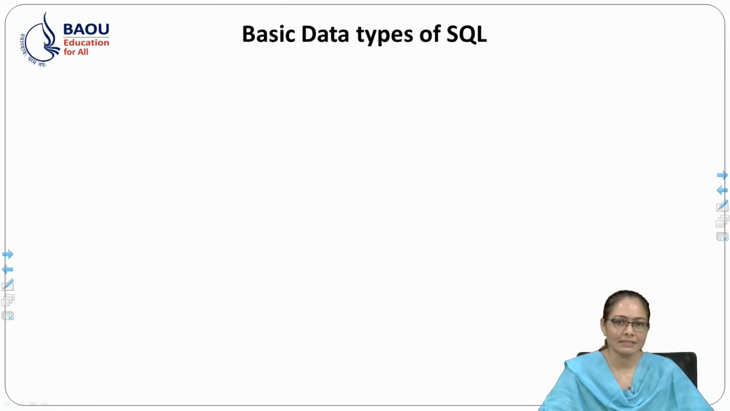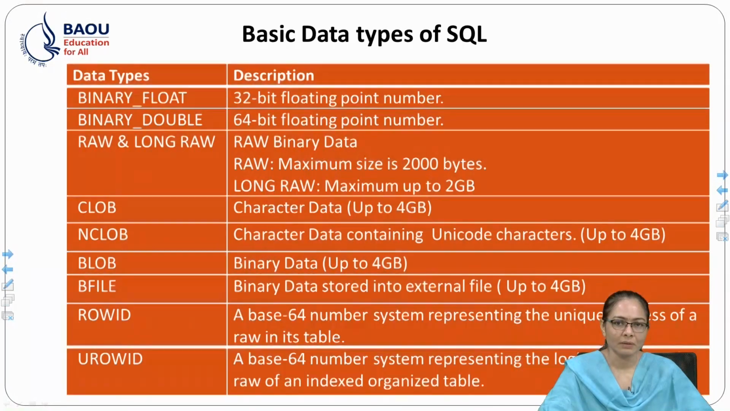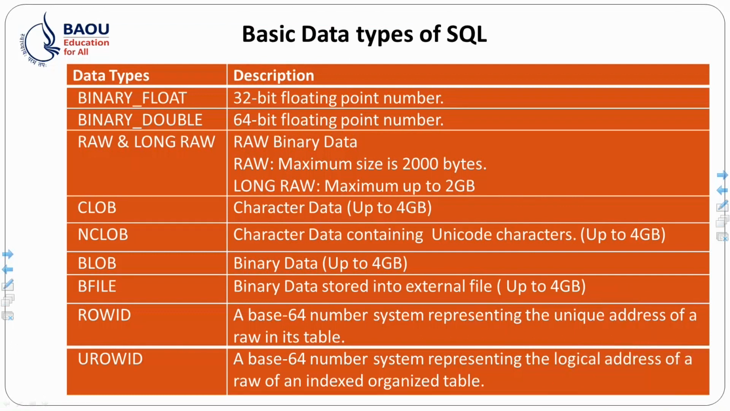Now the next data types are used for binary data values. First one is BINARY_FLOAT, a 32-bit floating point number. BINARY_DOUBLE is used for a 64-bit floating point number. RAW and LONG RAW are also used for binary data, raw binary data. Maximum size of RAW is 2000 bytes and maximum size of LONG RAW is up to 2 GB.